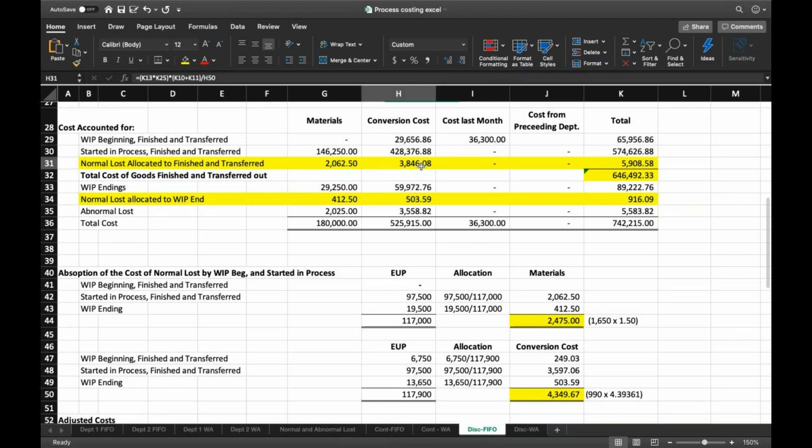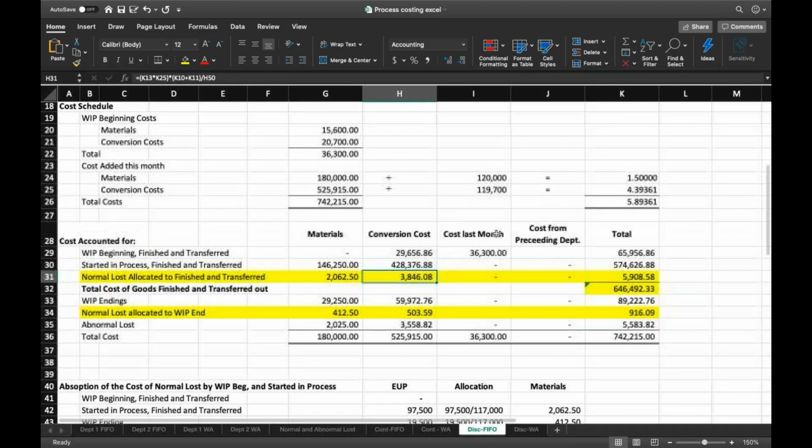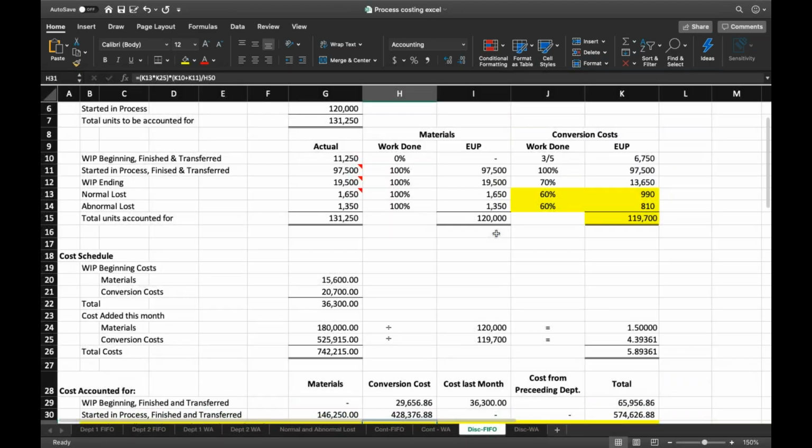For the conversion cost, the work in process beginning is 2/5 completed already. Therefore, for it to be completed, we still have to apply 3/5. So it used conversion cost, which is why it was completed. And that is 3/5 of the 11,250, which is 6,750. And then the started in process, 97.5.